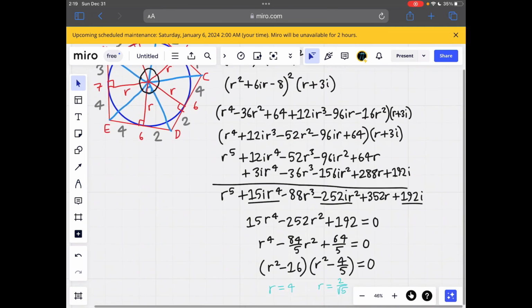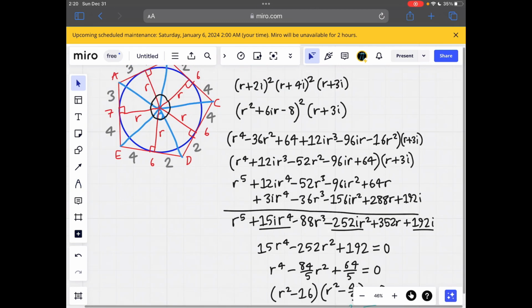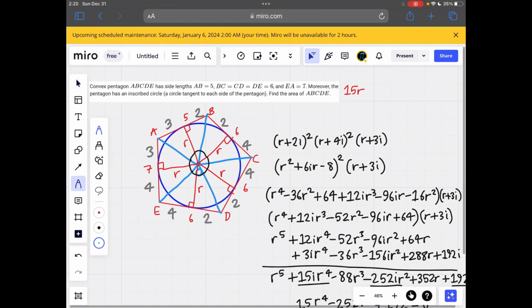The area of the pentagon is 15r, as we said earlier, and this has to be an integer because it's the AIME. So we cannot have r equals 2 over root 5. Then 15r is equal to 30 over root 5, which is 6 root 5. And 6 root 5 isn't an integer, so that's out. r is equal to 4, and the area of the pentagon is 15r, which is equal to 15 times 4, and that's equal to 60.